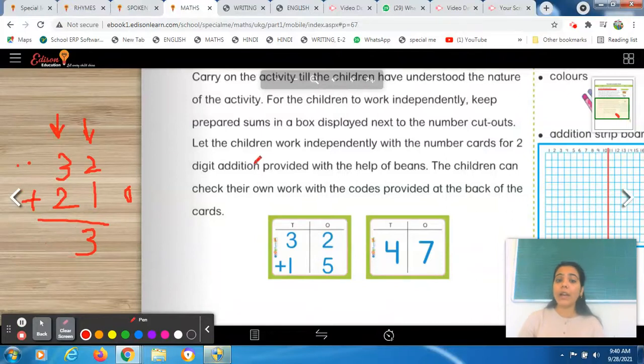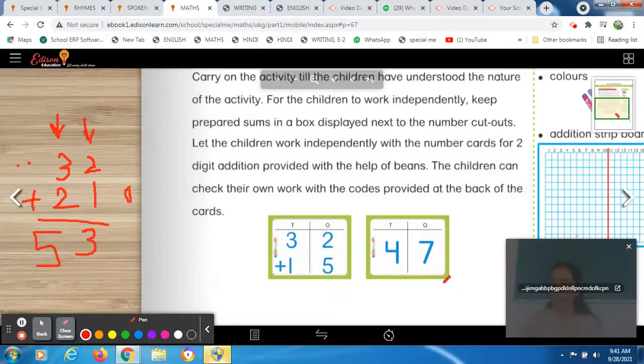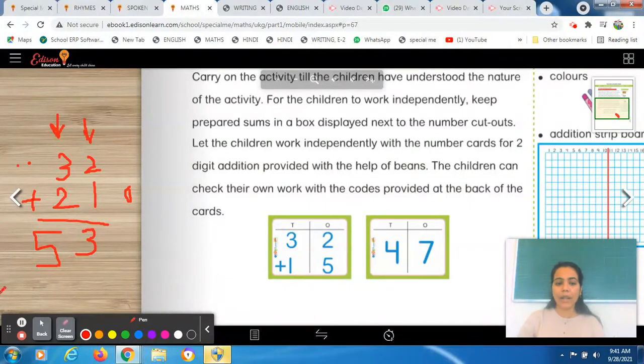So now take the correct number cut out and place it over here. So it's number 5. Okay, students? So in this manner, you have to conduct this activity at your home with different sums, right? Now we will shift towards our next exercise. So turn your page around and come to the next.